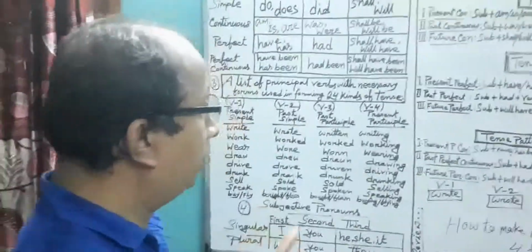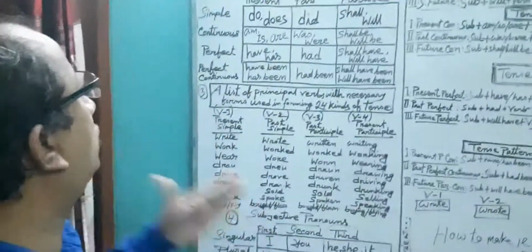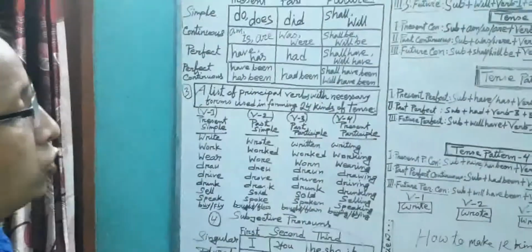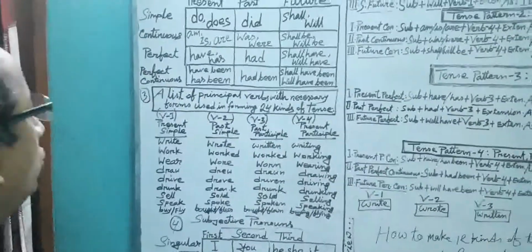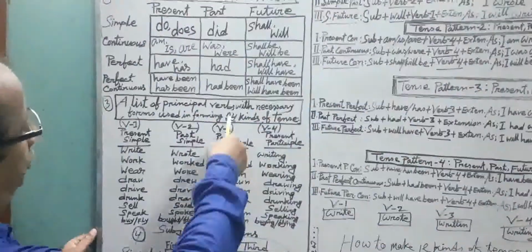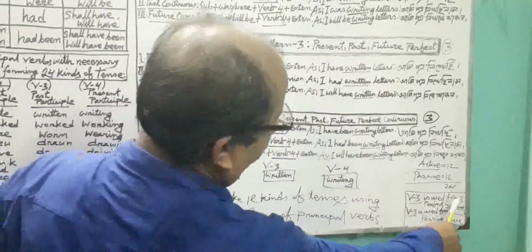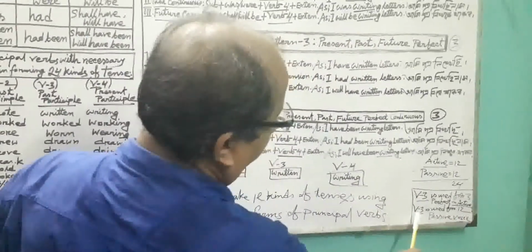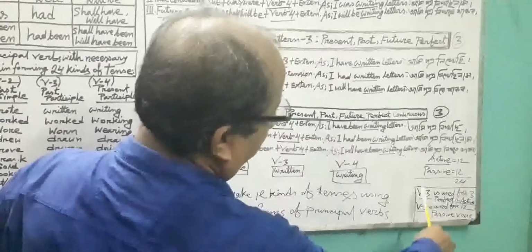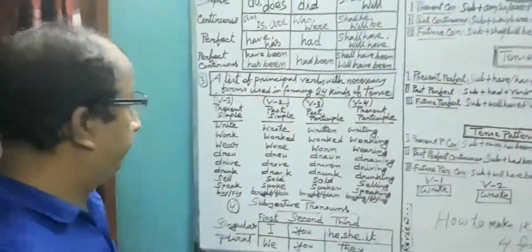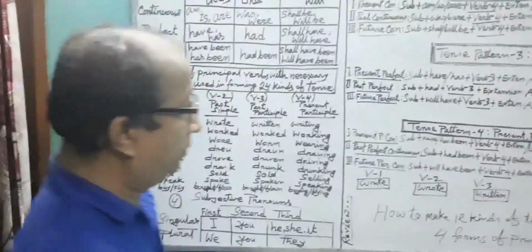And I have shown you here only how to make 12 kinds of tenses for active voice. For passive voice also there are 12 kinds of tenses. We can use this verb 3 form for all the 12 passive voices. So that's why verb 3 is used for the 3 perfect tenses in active voice and for all the tenses in passive voice. Okay. Now, that's all. I think you have understood clearly.